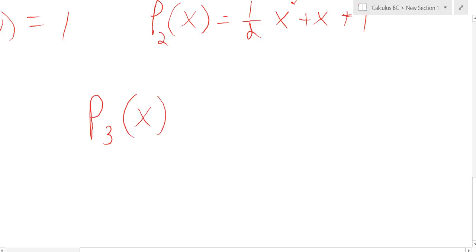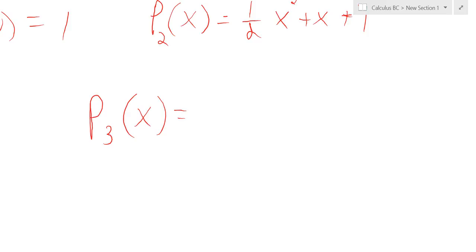Now, you would not normally find all of these at one time. The question would be, find the fourth degree polynomial that looks like this function, and you would just find that one. Does that make sense? We're building it as we go along here, just because we're doing it for the first time. But this is not how you're going to do this every single time.